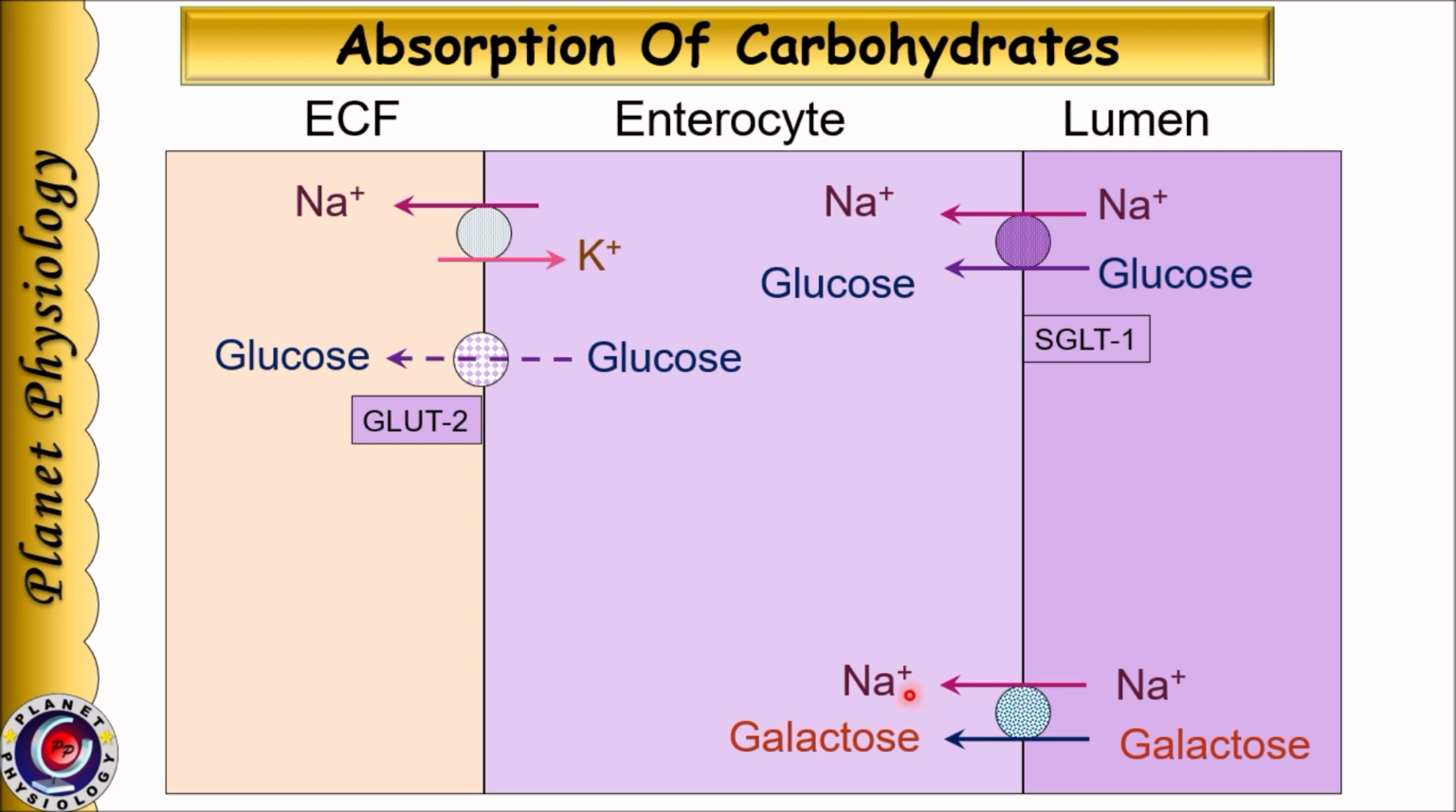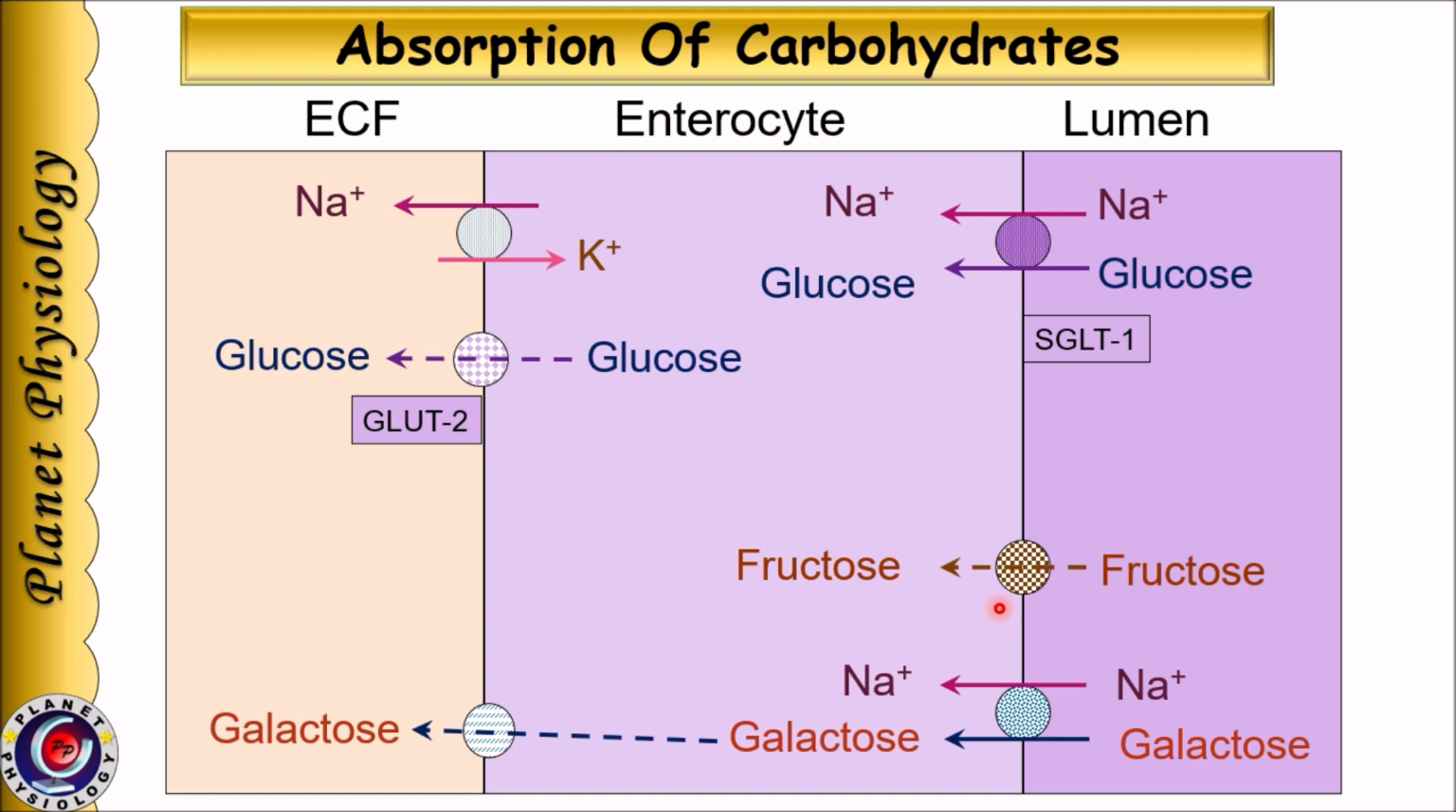It moves sodium and galactose molecule into the enterocyte. Galactose then diffuses from basal border into the extracellular fluid by facilitated diffusion. Fructose transport is independent of sodium and it is absorbed from the luminal border by facilitated diffusion.